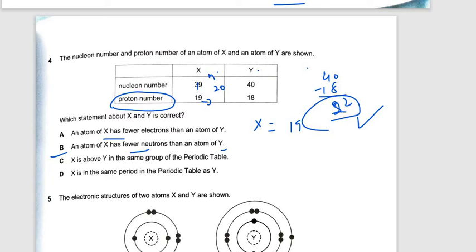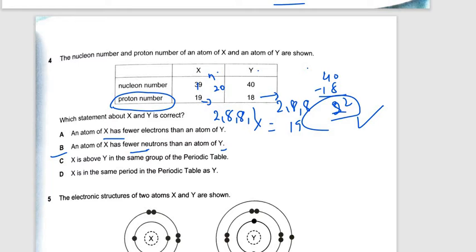X is above Y in the same group? No, not correct. X in the same period in the periodic table as Y, same period as Y? So period number is determined by the number of shells. If you think, this is 2, 8, 8, and this is 2, 8, 8 and 1. So this is in fourth period, this is in third period. So no, this is not correct. So this is how you can check your other answers as well.